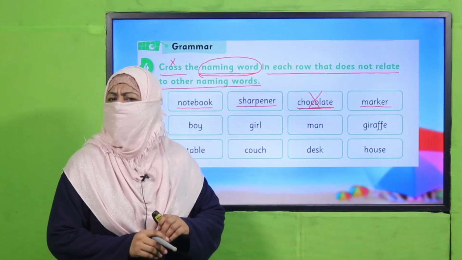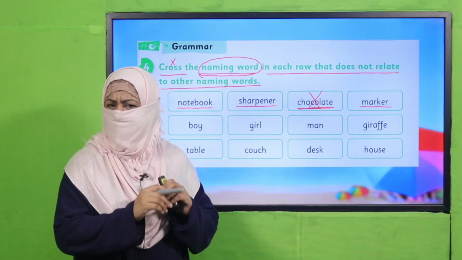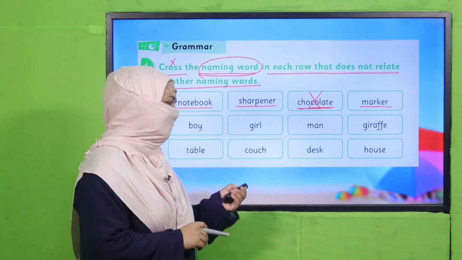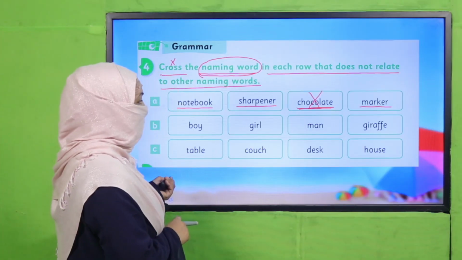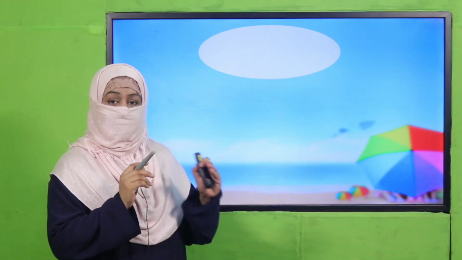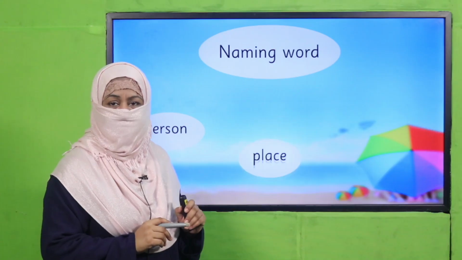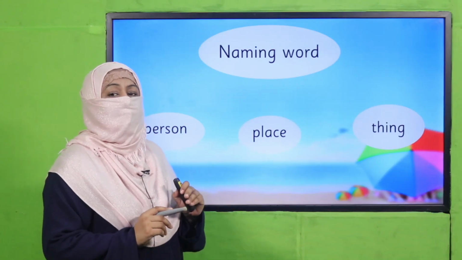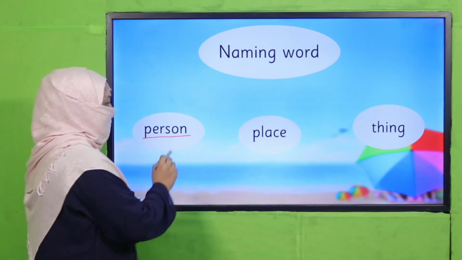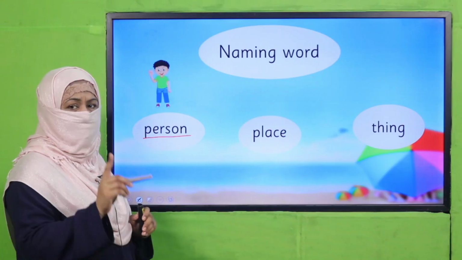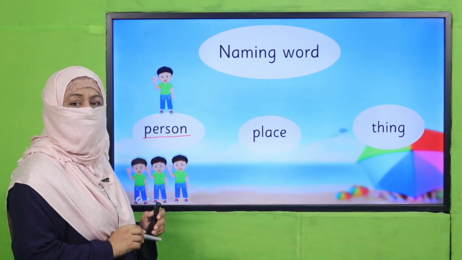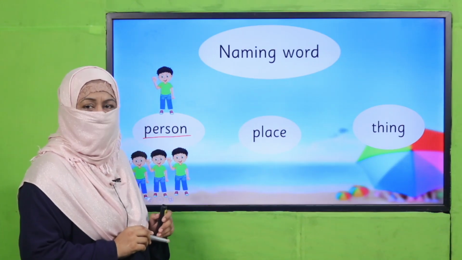Yes, my dear children, are you clear with the concept of naming words and their categories? Okay, let's move further. And I asked you, how do we change the number of naming words? So first, what are the numbers of naming words? Naming words can be a person or a place or a thing. If this person is 1, it is called singular. And if it is more than one, it is called plural.